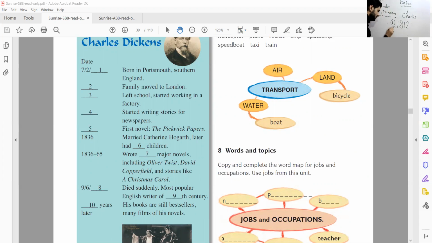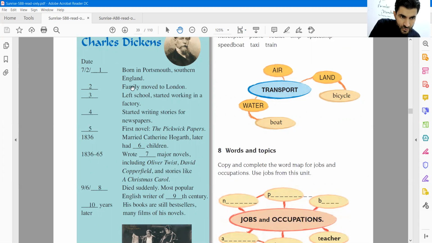1823. Okay, when he was about 11 years old. As you see here, 1823, his family moved to London. So now we're going to listen again.